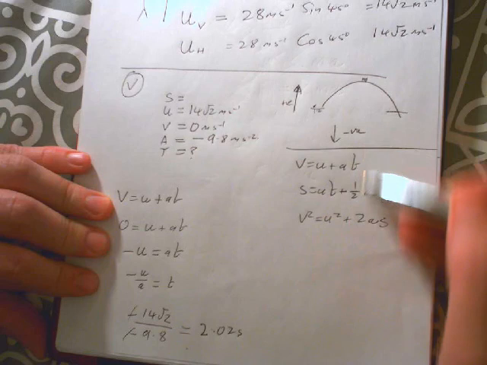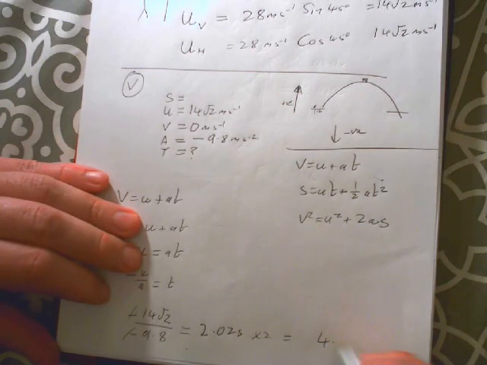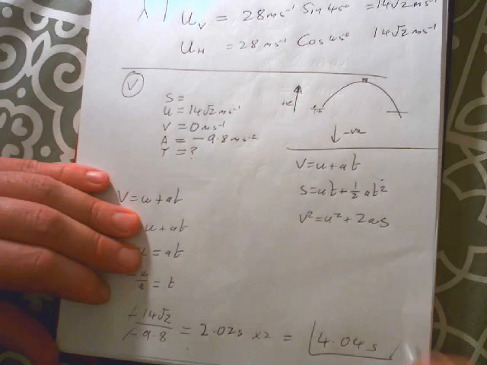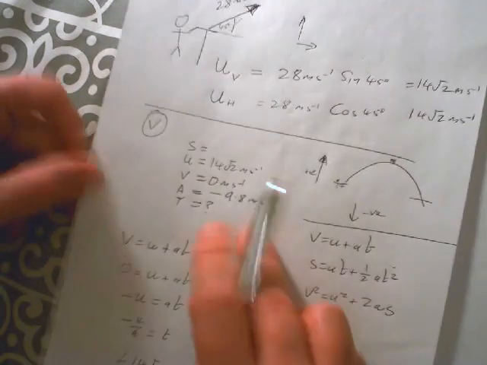So the 2.02 seconds is when it reached the top of its arc, and then it's going to take another 2.02 seconds to go back. So times 2, the total flight time was 4.04 seconds. Okay, so that's how long the ball was in the air. That's part V. The horizontal distance traveled.